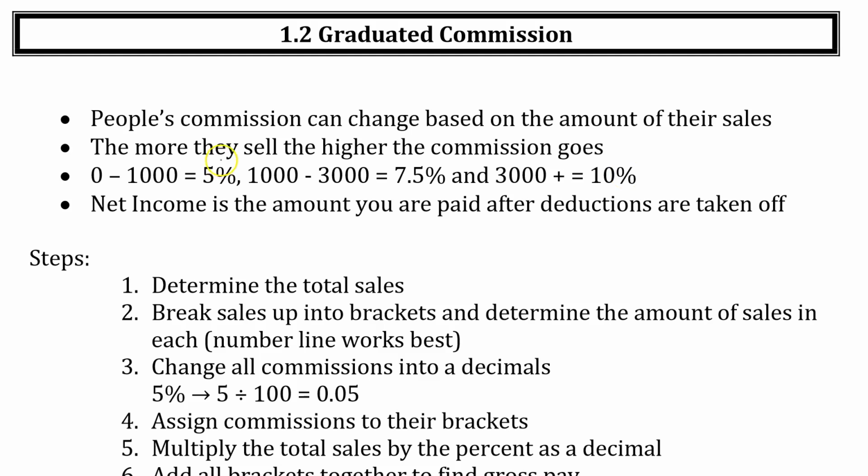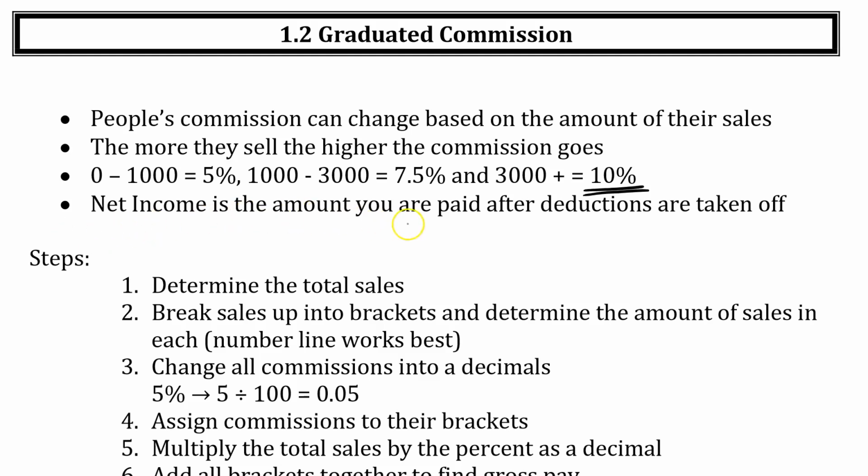Now you notice that as you sell more, 5%, 7.5%, 10%. So as you get more, the percentage rate gets higher. This is so that employers are creating incentives for people to sell more. So the more you sell, literally the more you make. Not just because you're getting more commission, but because the percentage gets higher on top of that.